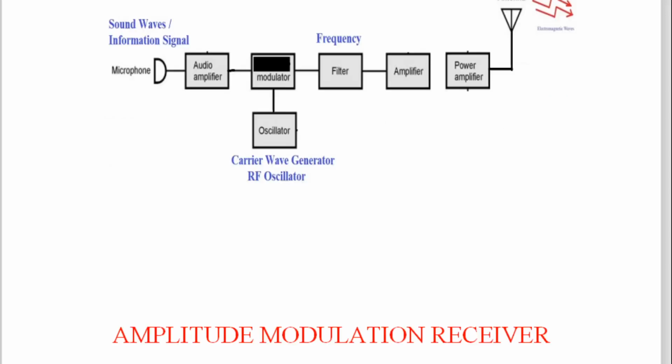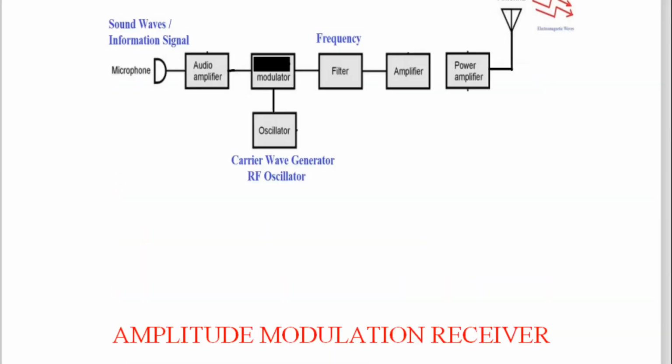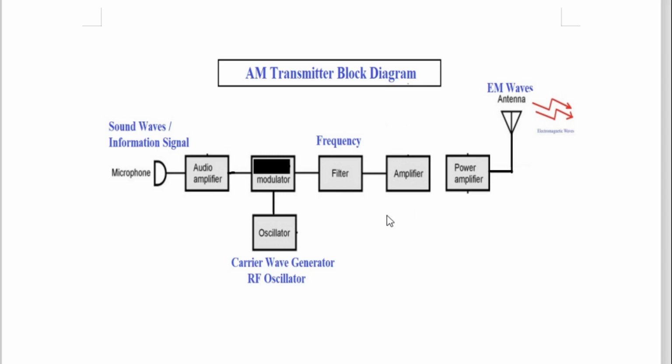Now the next block you will try to understand. So here this is the amplitude transmitter. In this case we have understood every block. The microphone is used to convert the sound waves into electric energy. Then the audio amplifier, and the modulator. This modulator is only changing the amplitude of the carrier, and then it is giving it to the filter circuit, amplifier circuit, and then the power amplifier, and then like this. So this is the transmitter, and you have transmitted the electromagnetic waves.